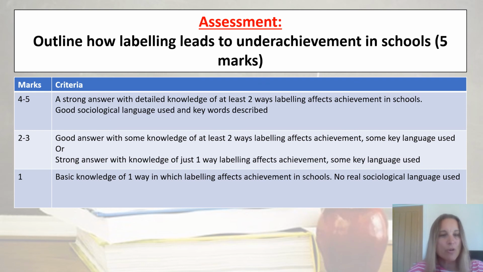So if you look at the mark criteria there, you need at the top marks 4 to 5, detailed knowledge of 2 ways labelling affects achievement. Make sure you're using the sociology language. So use words like self-fulfilling prophecy, like anti-school subcultures. Maybe mention a particular sociologist. So mention Stephen Ball and setting, etc. Have a little go. Good luck.